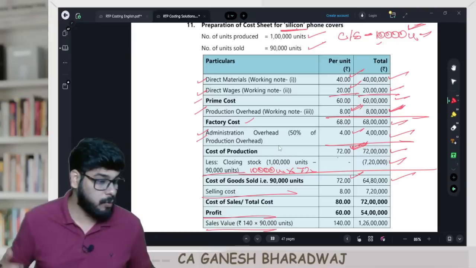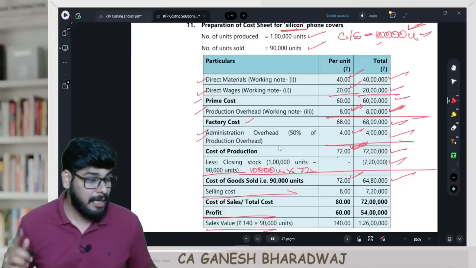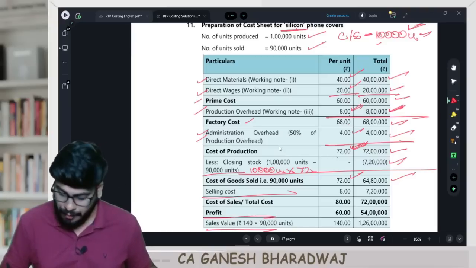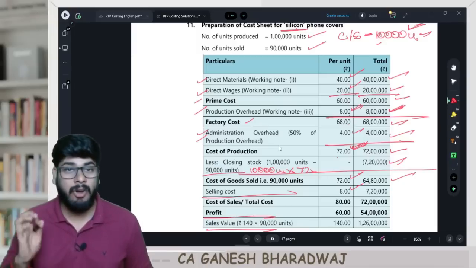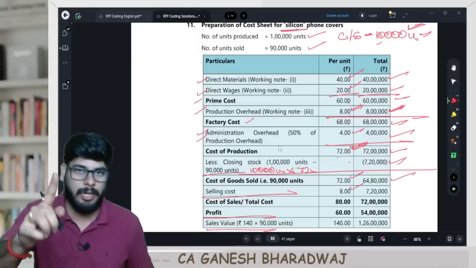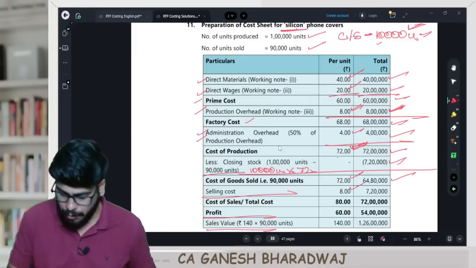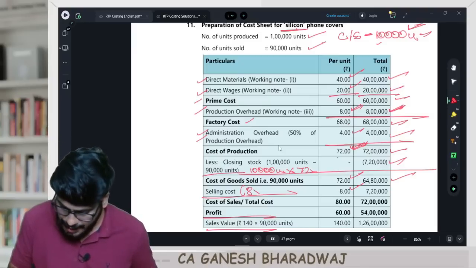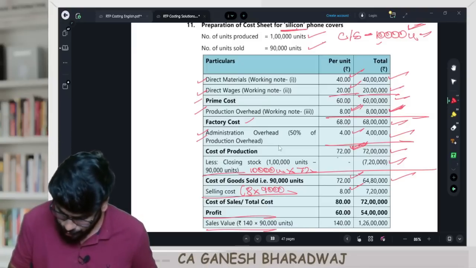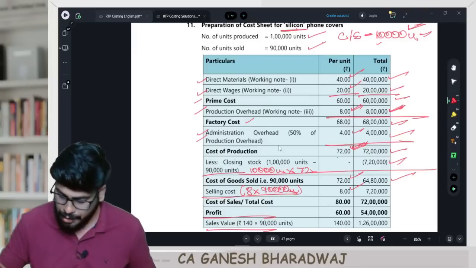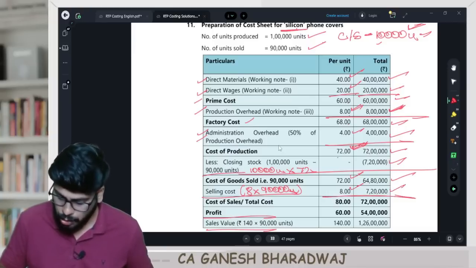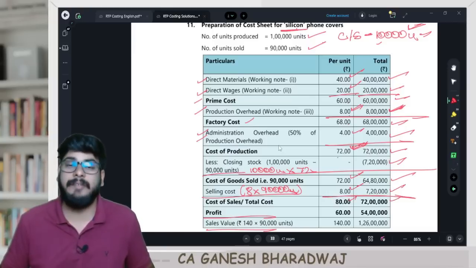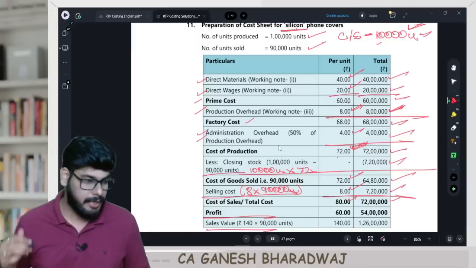Now, the next one, what have they given here? The selling cost per unit of silicon phone cover is 8 rupees, right? Be very, very careful. Selling cost is incurred per unit sold, not per unit produced. Are you clear with this? So here what you need to do is 8 into 90,000 units. You need to put it here. So 9 into 8 is going to be 7,20,000. You add it up, you get what? A total cost of 80 rupees per unit and 72 lakhs is the total cost of sales.